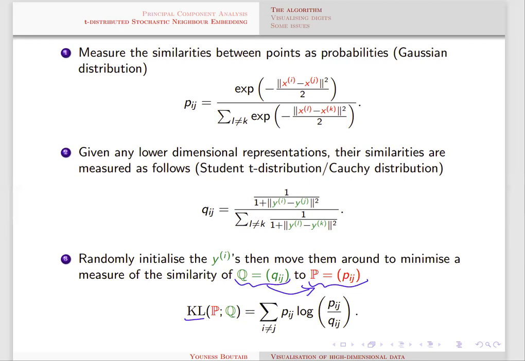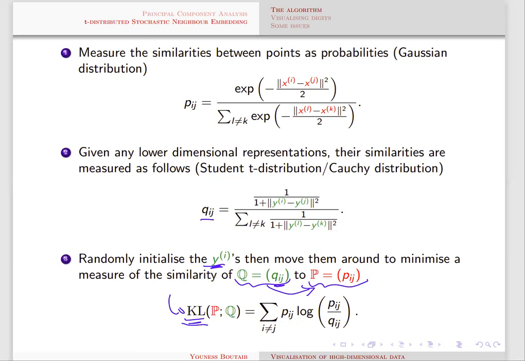So what we do is to randomly initialize the yi's, which will define for us the qij's, which will give us a value for the Kullback-Leibler divergence. Then we start moving the yi's in the lower dimensional space, forcing those qij's to change, forcing the Kullback-Leibler divergence to change. How do we move the yi's? We do that by trying to minimize this Kullback-Leibler divergence. And for that, we can use, for example, the stochastic gradient descent algorithm.